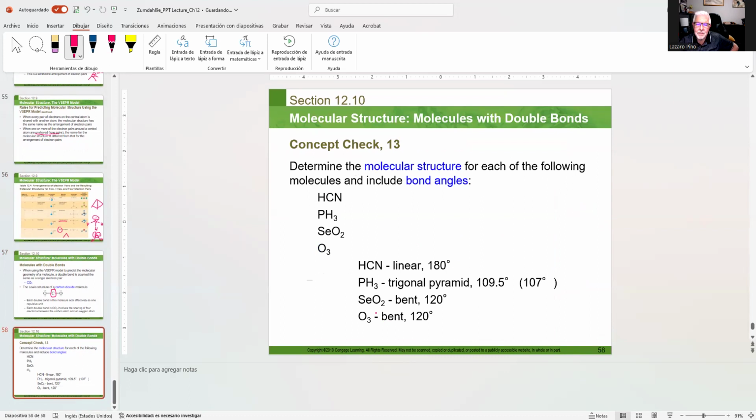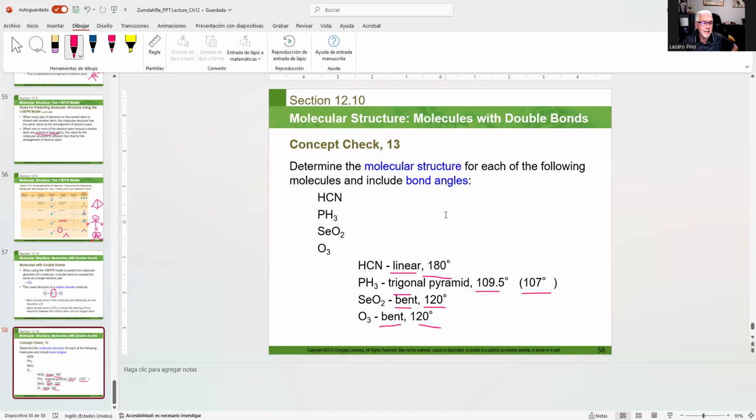Here you have some examples of molecules, with the bond angles and the different structures for these molecules. You can stop the video and try to figure out these structures. Well, that's all in this class. There is a table that you can use.